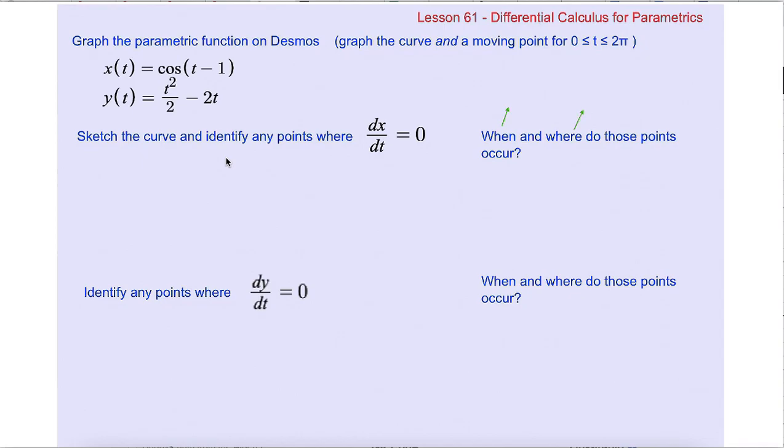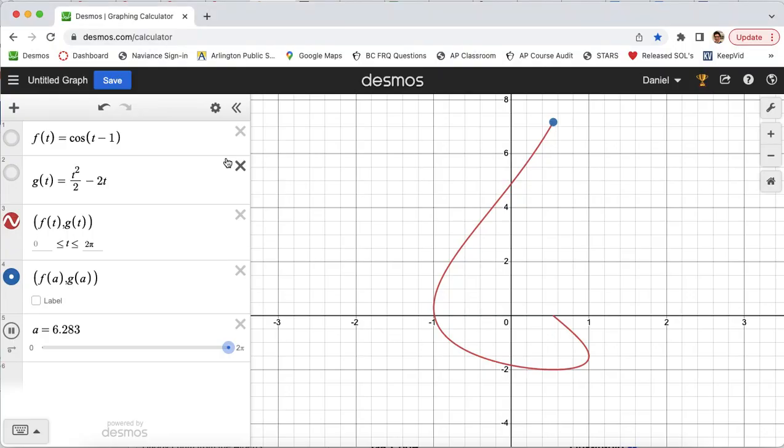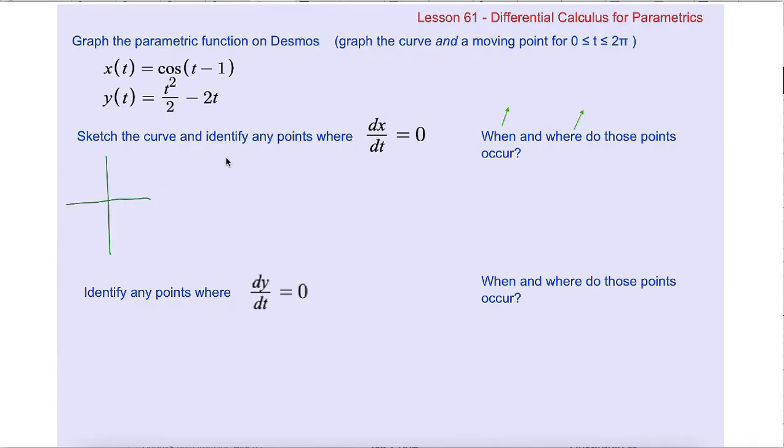So we've looked at our graph. We have a sketch of the curve. If I want, I can put a quick sketch on here. The graph started here, it went like that, down, like, it's a rough sketch, but that's pretty much what it looked like. I want to find any point where dx/dt would equal 0.